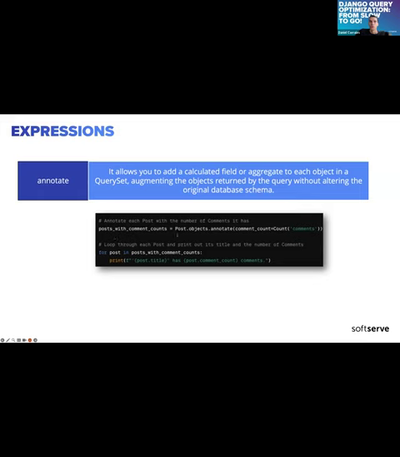So for example, in this example we can do a post with comment counts. We can use annotate, and we define this column, which is not part of the model, but is now part of the schema that we are returning from the query set. So for the comment count, we are counting the comments that we have for every single post. When we are iterating, for every single post we have the title, but now we have the comment count. So we can do a count, a min, max.